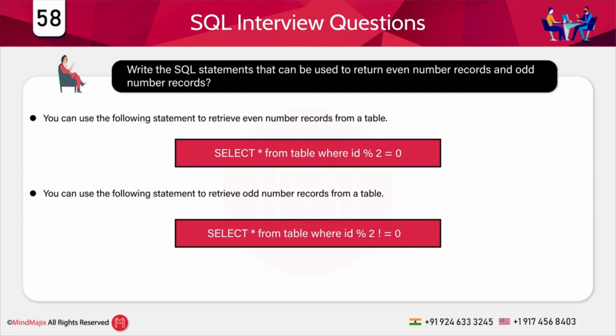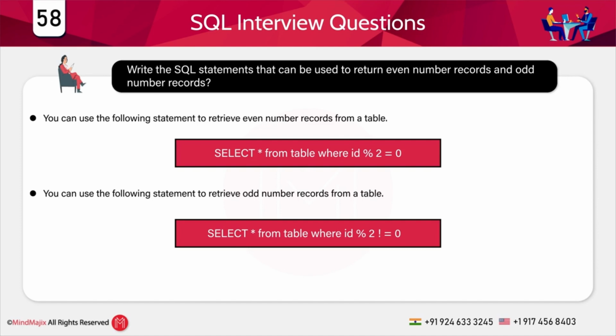And in the second query, you have to retrieve the records which are odd based, such as 1, 3, 5, 7, and so on. For retrieving the even number records from a table, we can use a statement such as select star from table. Table here means the table name, where ID, which is the first column of the table, modulus, or you can say the remainder operator, 2 is equal to 0.